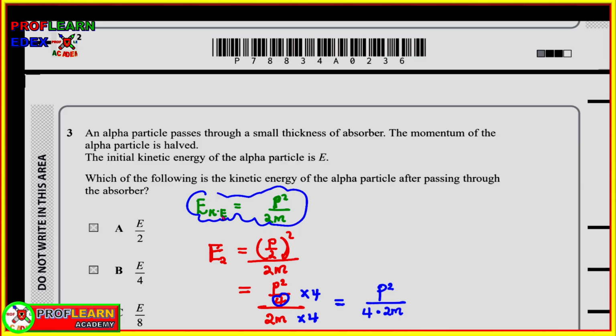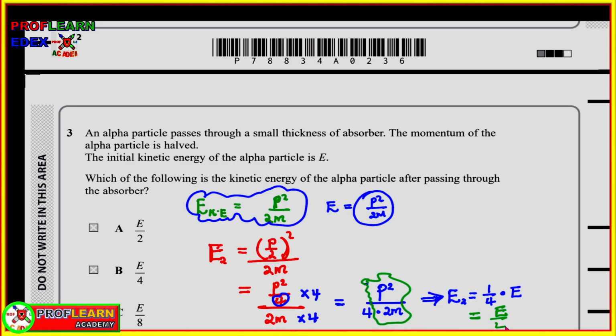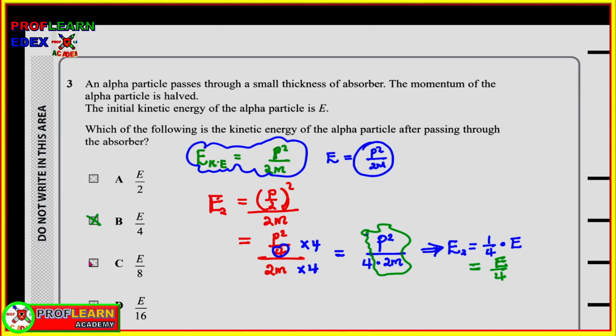But remember, kinetic energy is given by p squared over 2m. Therefore, if the initial kinetic energy was equal to p squared over 2m, then I can say p squared over 2m is E. So our new kinetic energy is going to be 1 over 4 times E, because this part that we have here is basically E. So finally our answer becomes E over 4, and the answer is going to be B. So that is exactly what you were supposed to do in that particular section.